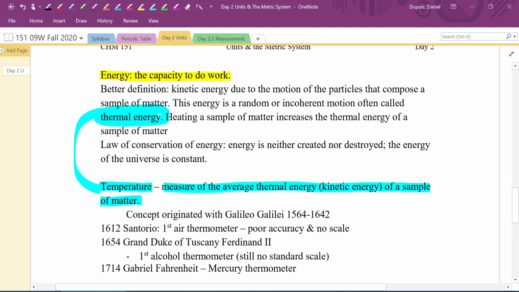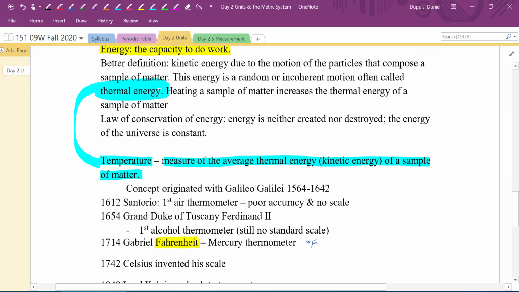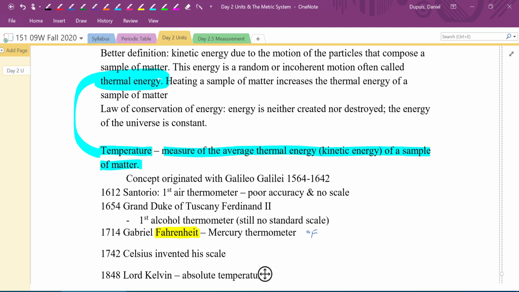And then in 1714, you might recognize this guy, Gabriel Fahrenheit. Degrees F, perhaps. He came up with the mercury thermometer and a scale. In 1742, Celsius invented his scale. And then in 1848, Lord Kelvin came up with absolute temperature.